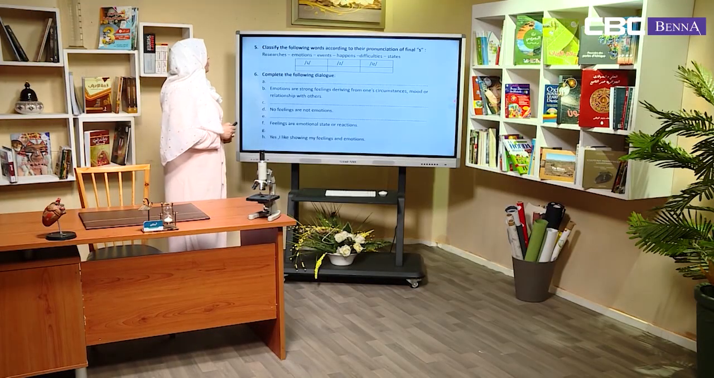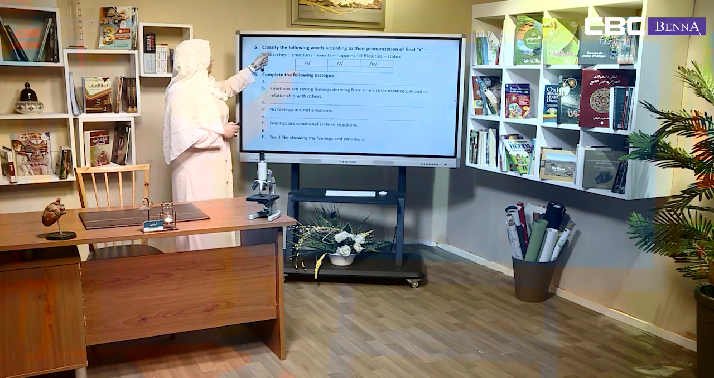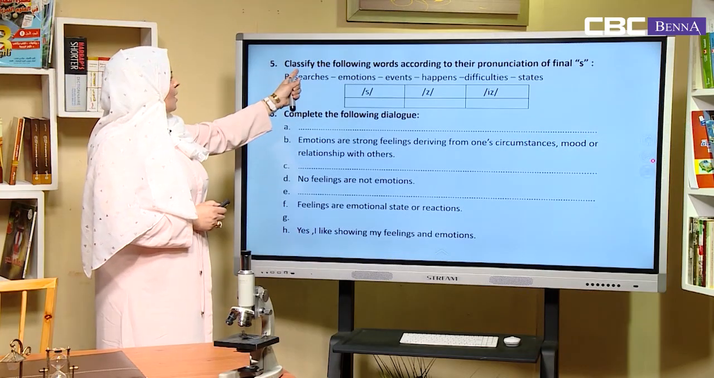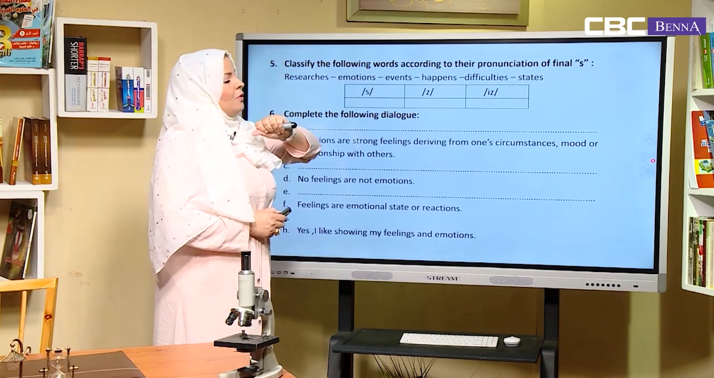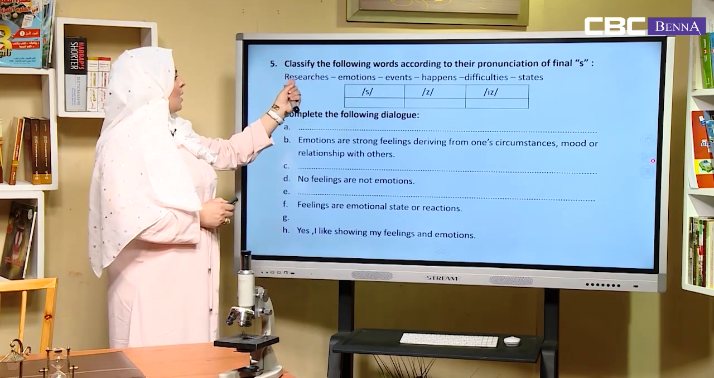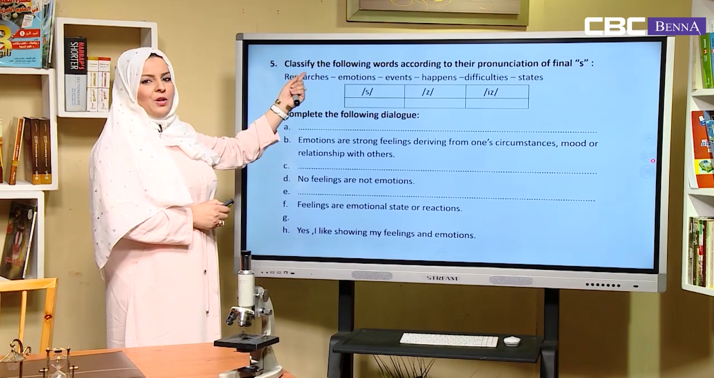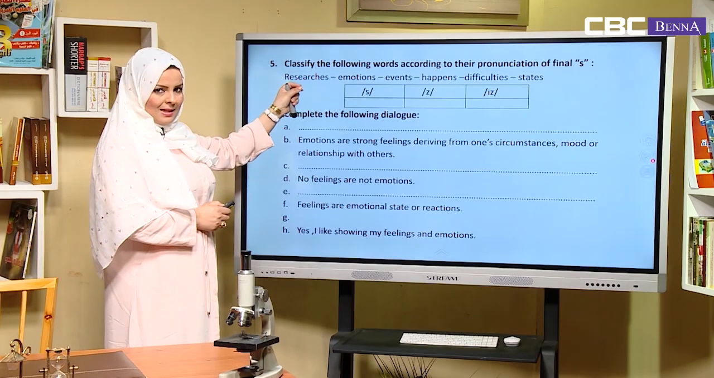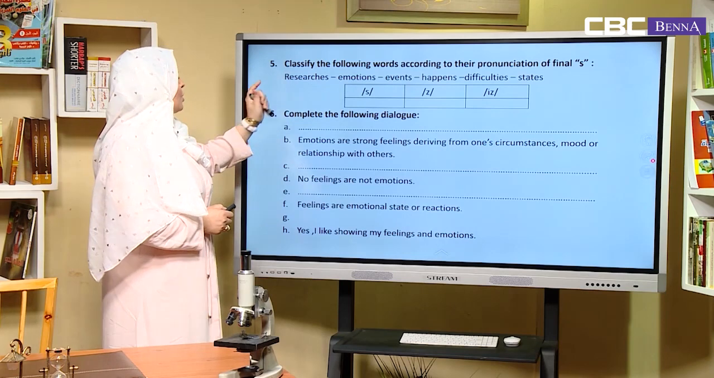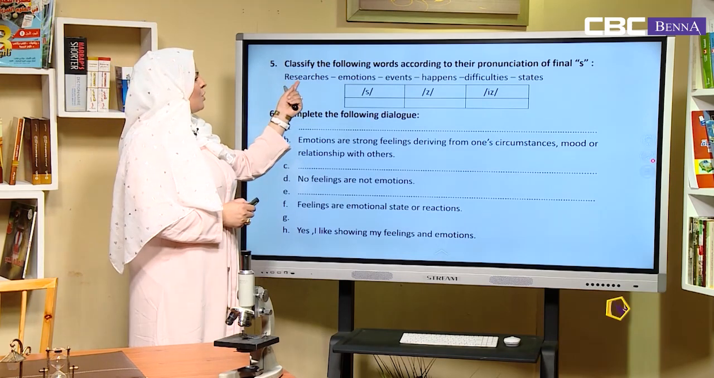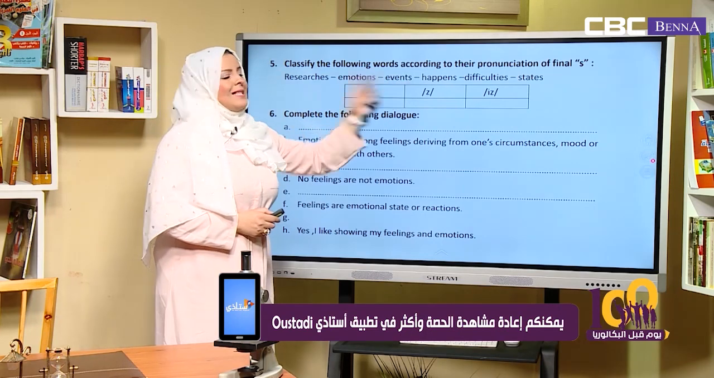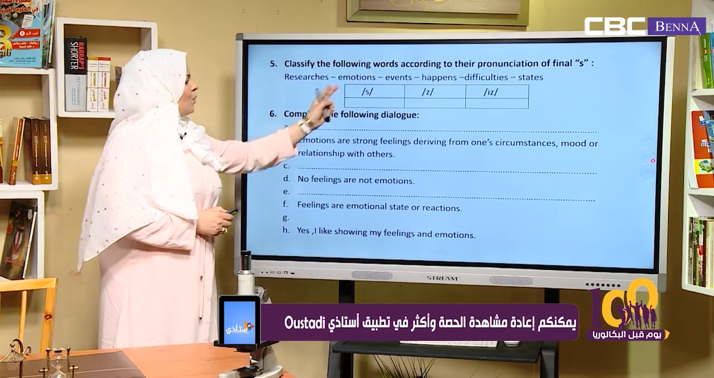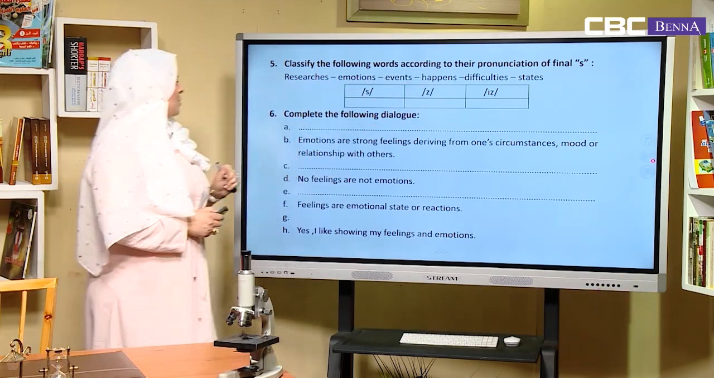Let's move to activity 5 here. Classify the following words according to their pronunciation of final S. I am not going to pronounce the word with ES at the end. I'm going to pronounce it just without ES. We have research, emotion, event, happen, difficult, and state. Here you are going to place them according to the pronunciation.